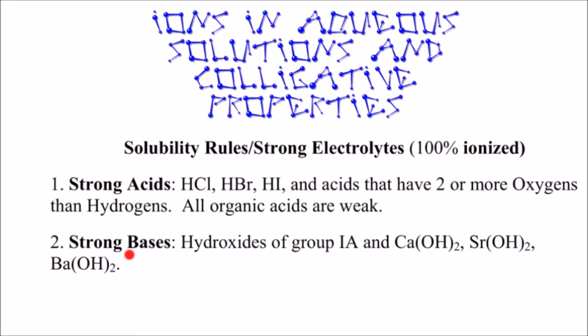Then we have strong bases. Those would be hydroxides of group 1A. This is the first column on your periodic table. So any element that you form a hydroxide with that comes from group 1A is going to be a strong base. So for example, sodium hydroxide. Okay, the sodium comes from group 1A, and then we've made a hydroxide of it. So this is a strong base.